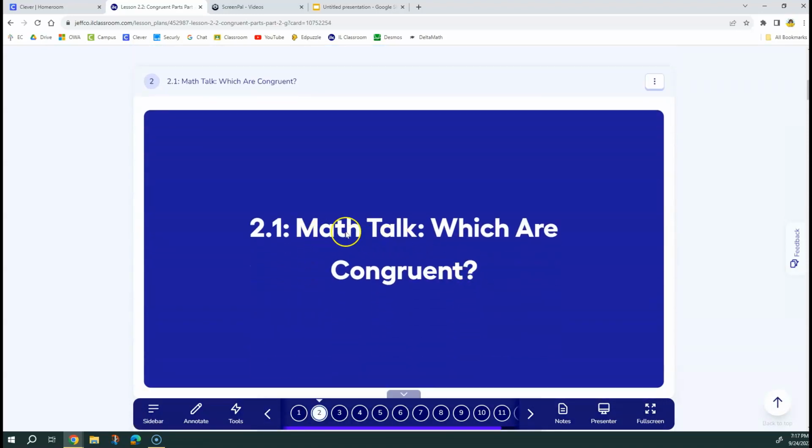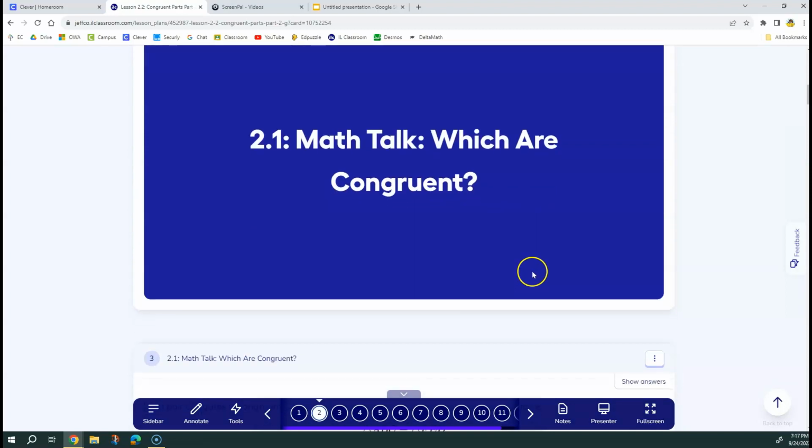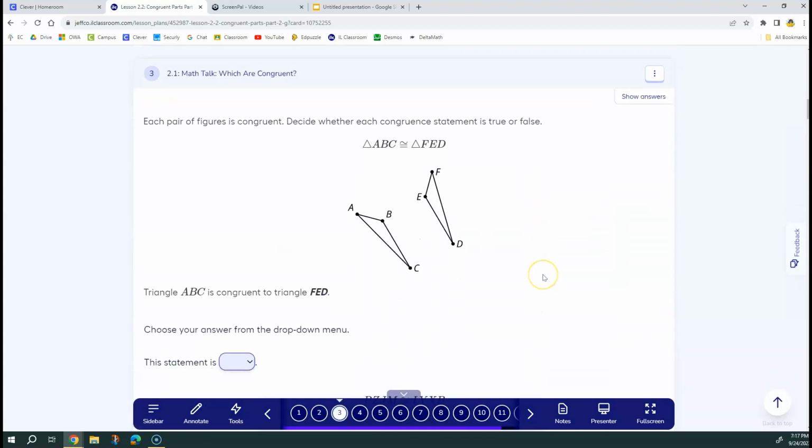Our first piece is which are congruent. Each pair of figures is congruent. Decide whether each congruent statement is true or false. So here is our congruent statement.